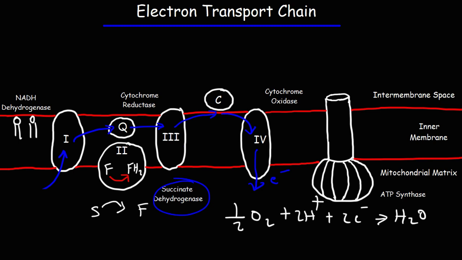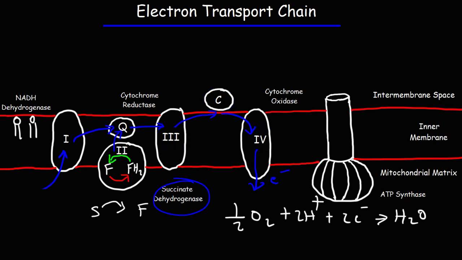Now, in the electron transport chain, FADH2 gives up those hydrogens and the electrons, turning back into FAD. So it's a cyclic process. So as FADH2 turns to FAD, the electrons will be picked up by ubiquinone, and then carried to complex 3, and then to cytochrome C, and to complex 4.